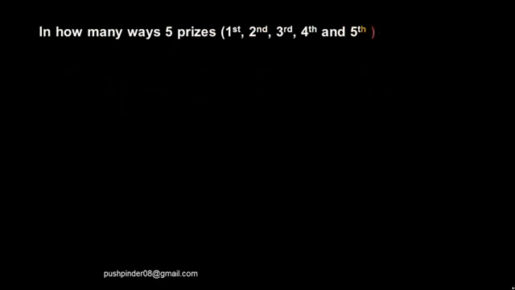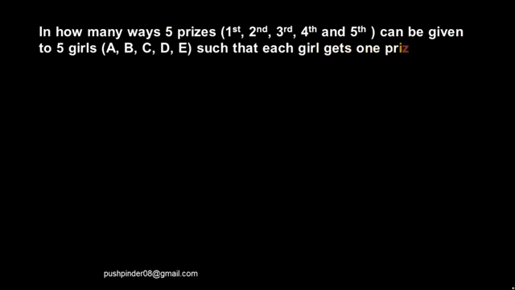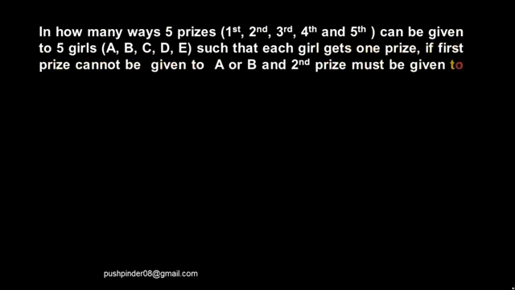Okay, in how many ways can 5 prizes be given to 5 girls such that each girl gets 1 prize? If first prize cannot be given to A or B, and second prize must be given to girl C, right? So I hope you're understanding the question, because we are just revolving around the same question once again. So these are 5 prizes and these are 5 girls, right? Now 5 prizes have to be distributed among 5 girls such that each girl gets 1 prize.